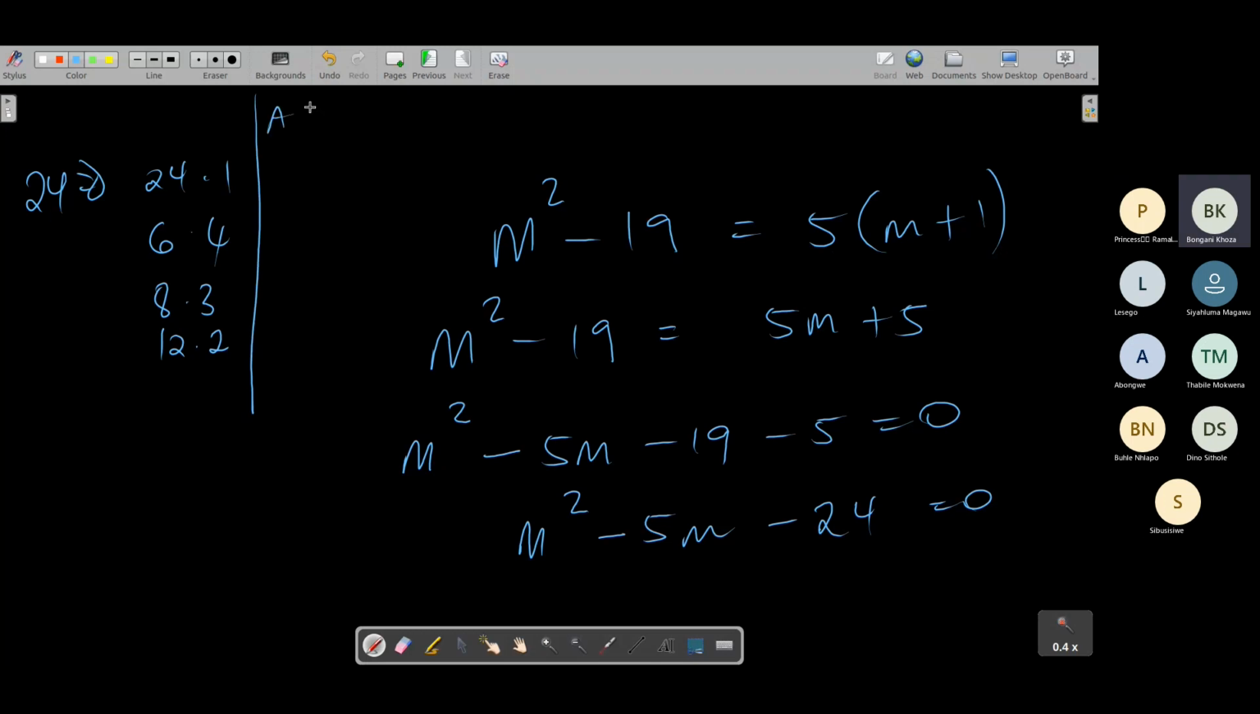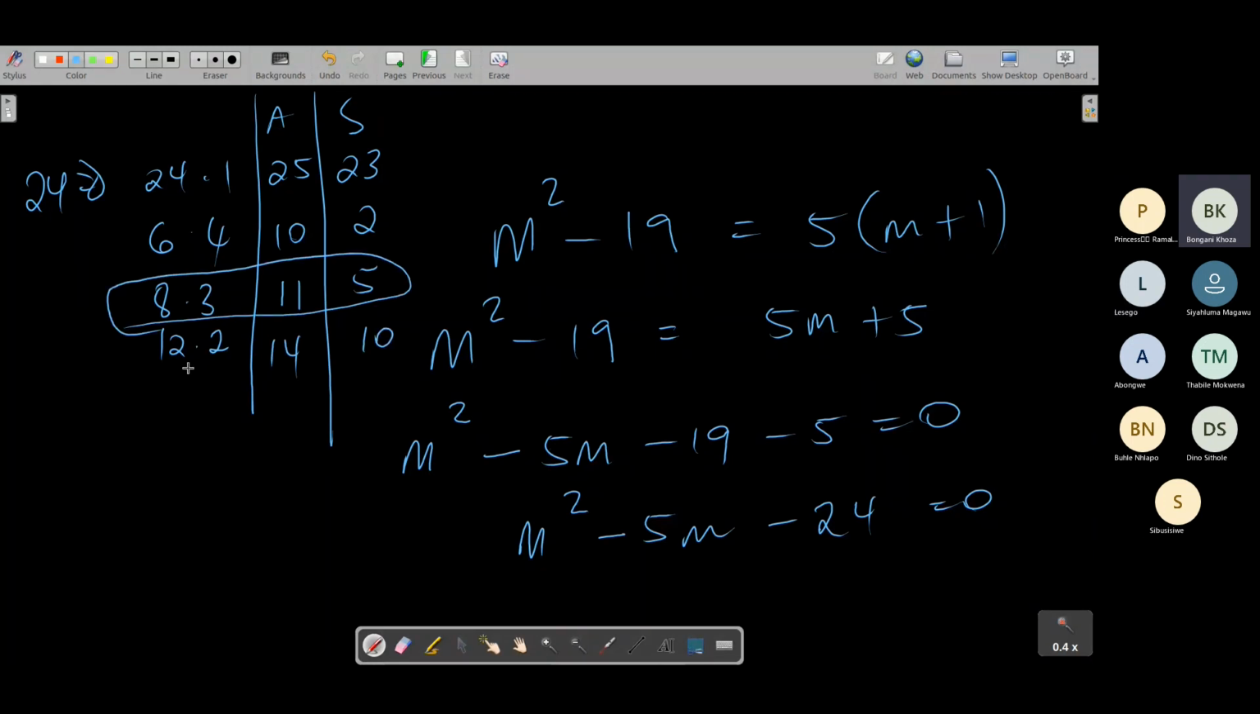So you check for adding, for subtracting. So here it's 25. This is 23. This is 10. This is 2. This is 11. This is 5. This is 14. This is 10. So we are looking for 5. So the one giving us 5 is that one. 8 and 3.